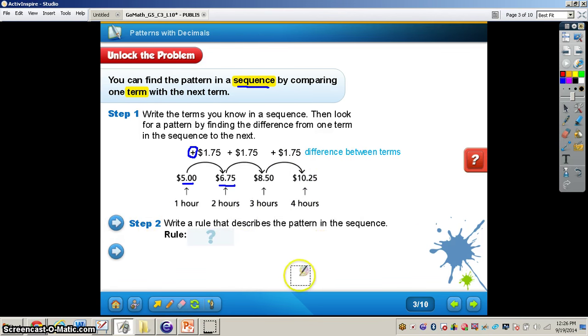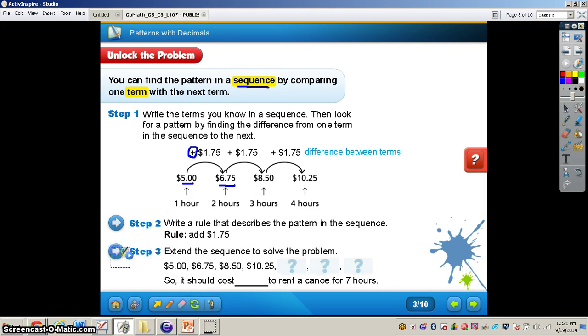Now, what we can do is write a rule that describes the pattern in the sequence, and the rule that we can see here is add $1.75. Now, based upon this, we can answer the question. They're asking us how much is it going to cost Jason to rent a canoe for 7 hours. We only know how much it is for 4 hours. So we have to continue to add $1.75 until we get to 7 hours.